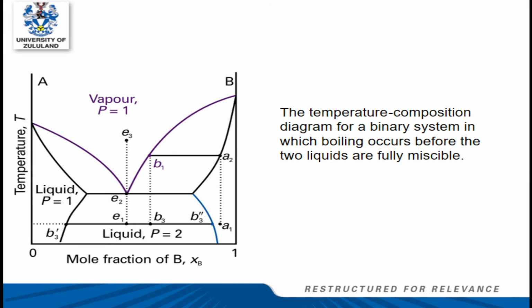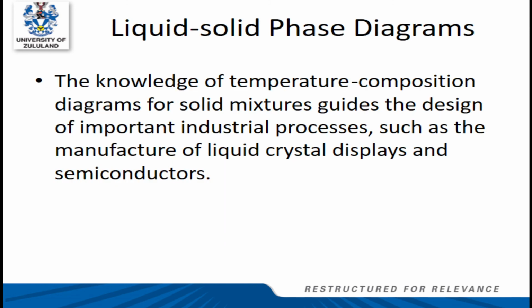So the other scenario that we spoke about, when you are distilling partially miscible liquids, is whereby the boiling is going to occur before the two liquids are fully miscible. So this is the temperature composition diagram of that particular instance. Even for this diagram, ladies and gentlemen, just go through the textbook and read about what is going to happen.